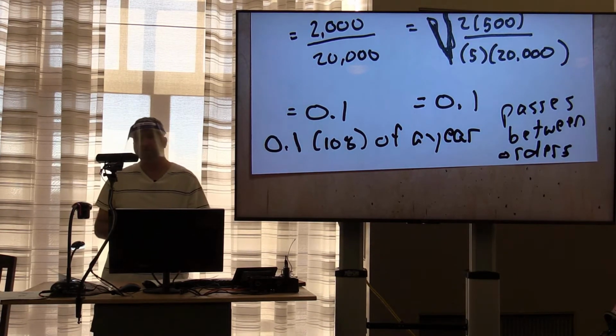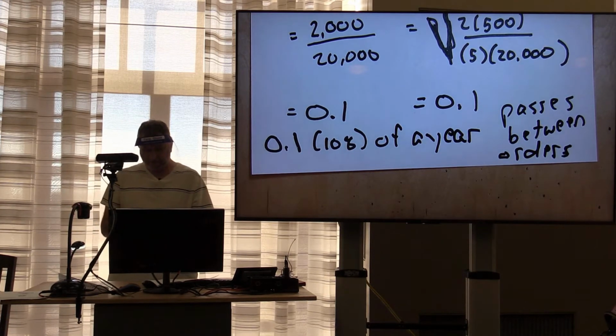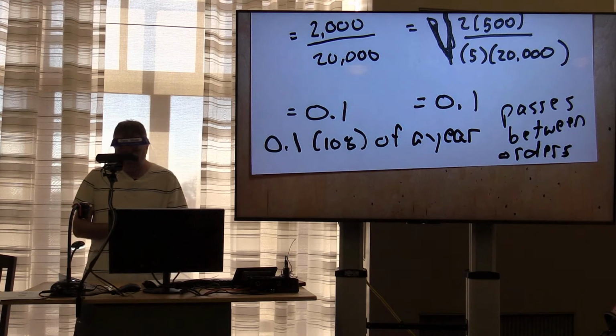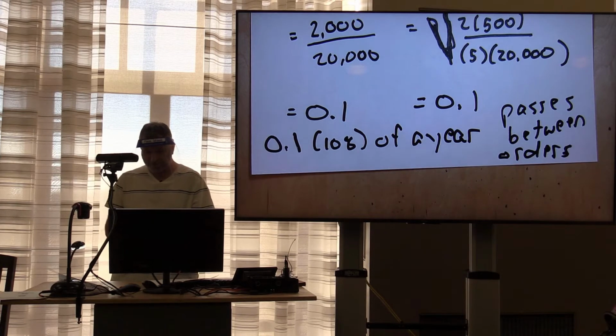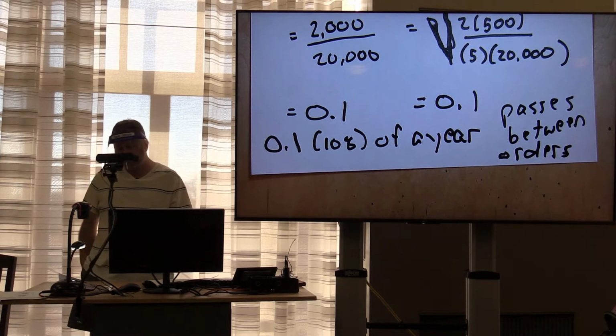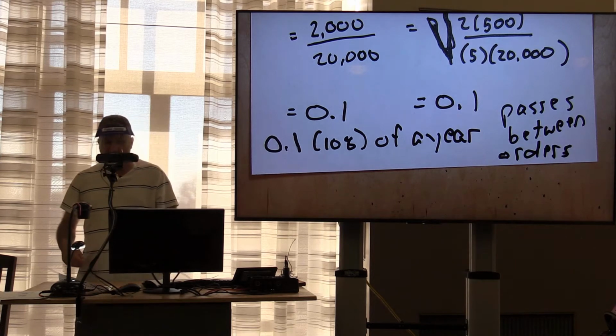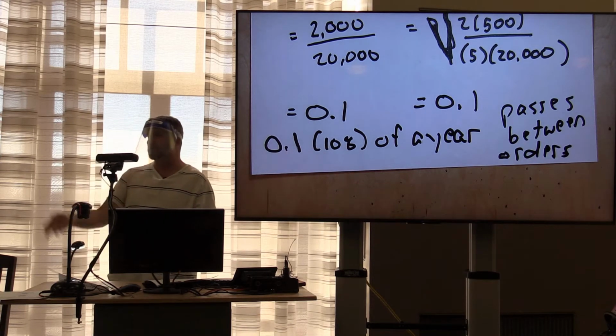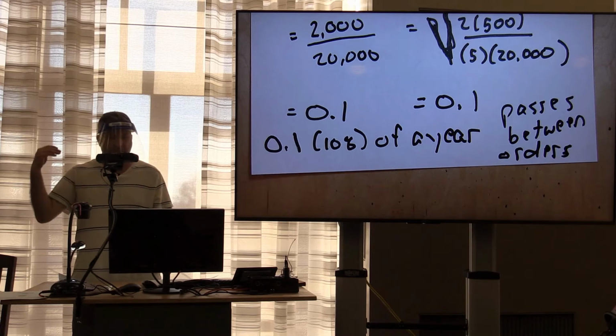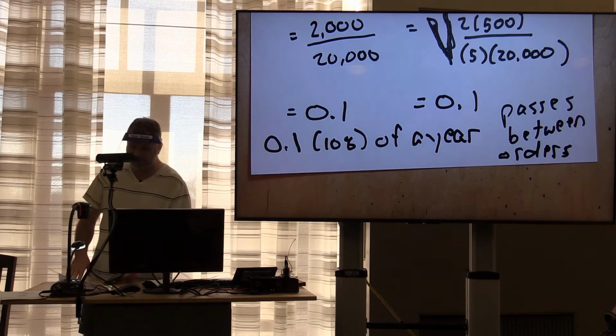So if we want to know the days for that, 0.1 of a year, there's 365.25 days in a year. So about 37 days passes between orders. So if we place an order today, we're going to need a second order after about 37 days, the third order after about another 37 days, and so on.